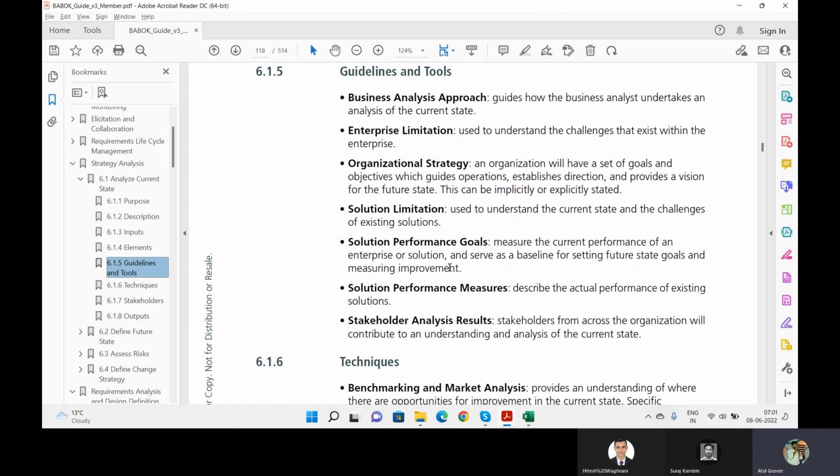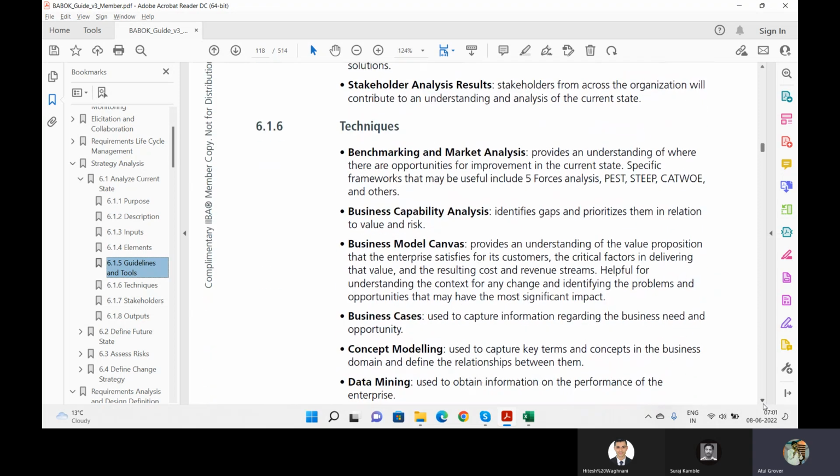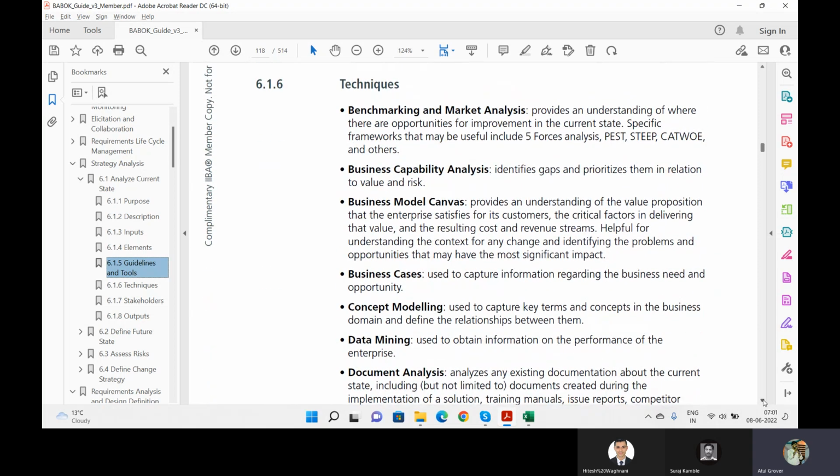Then solution performance goal: measure the current performance of an enterprise or solution and use that as a baseline. From the current state, what is the goal you will be achieving with this particular tool? The goal means what you are able to do with the current tool and what you want to achieve with the next level of tool. Then the same goes for the performance measures and the stakeholder analysis part. So these are the things which we are going to discuss in this area.